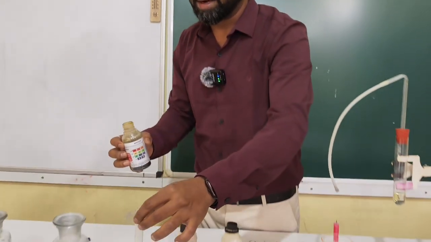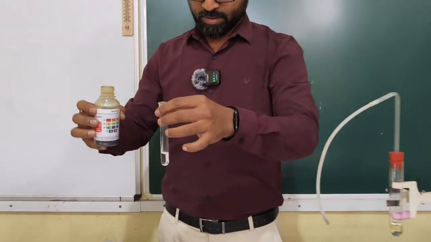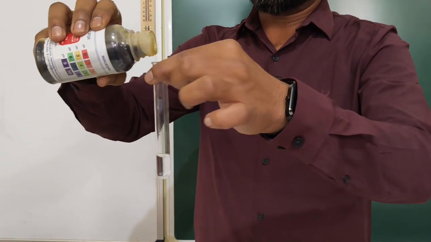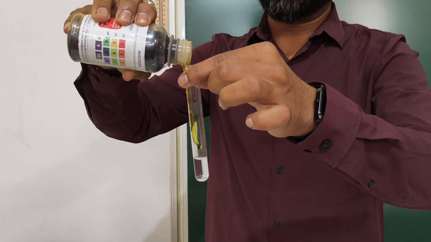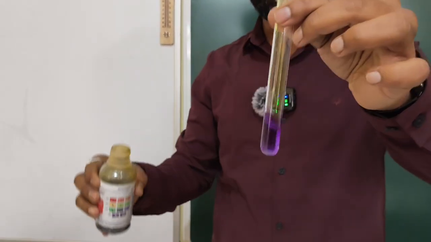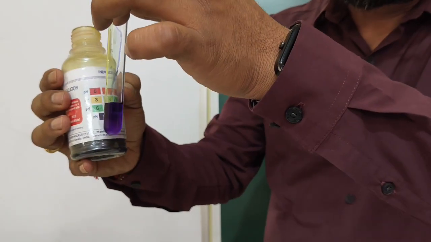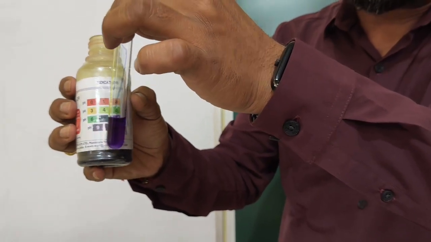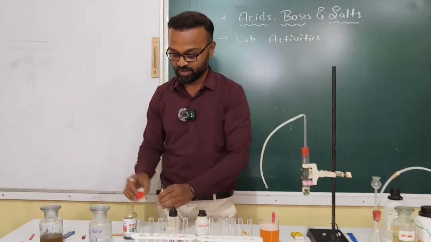that indicates it is a strong acid. Similarly, I will take another solution over here, and I am going to add the universal indicator into this particular test tube containing the solution, and it is showing the blue color. When I match this blue color, it is showing around pH value 9 or 10. That means it is a strong base. So hope this is clear about the universal indicator.